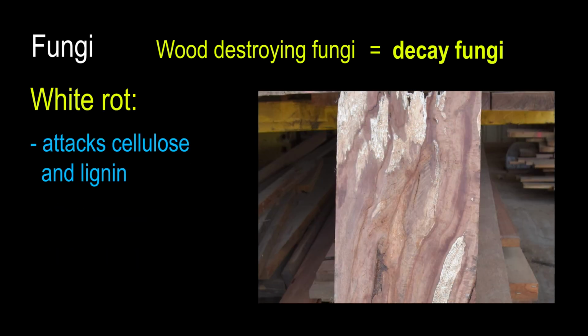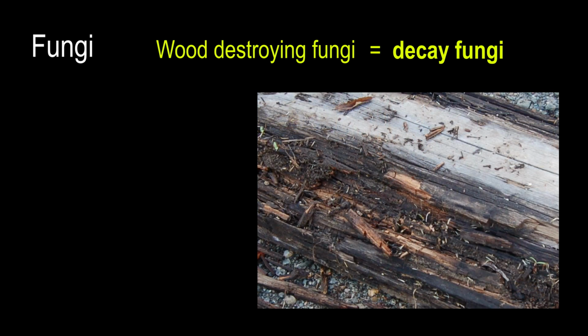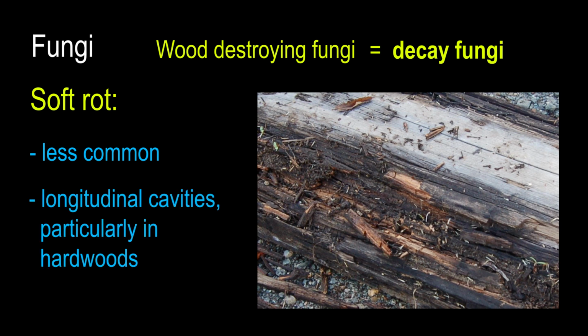White rot attacks the cellulose and lignin, leaving a whitish deposit behind. The decayed timber doesn't crumble as much as in brown rot, and there is more likely to be pockets of decayed wood surrounded by sound areas. Soft rot is different in appearance from brown and white rot, and less common. This form of decay tends to make longitudinal cavities in the cell walls, particularly in hardwoods.